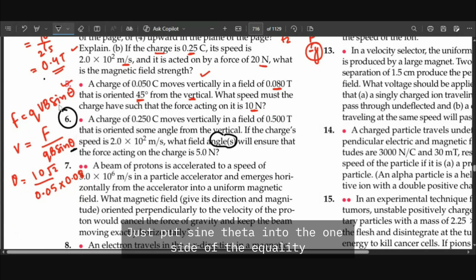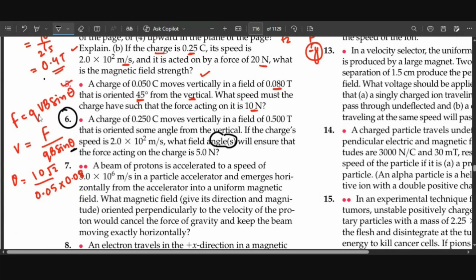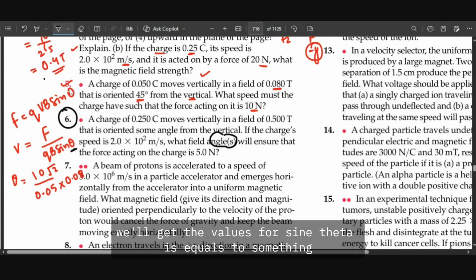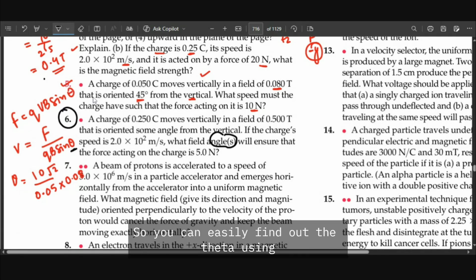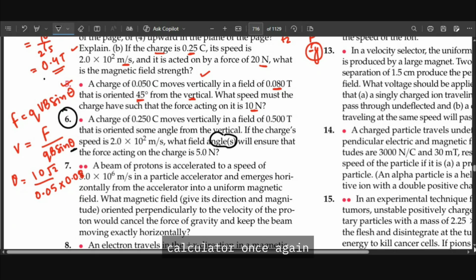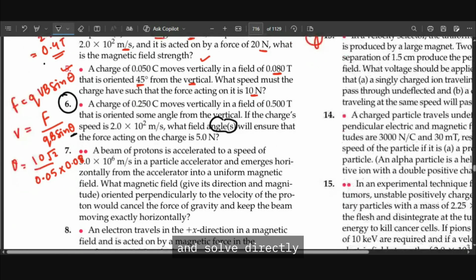Just put sine theta on one side of the equality and all the other variables on the other side. Substitute the values, and you'll get sine theta is equal to something. So you can easily find theta using a calculator once again. So you can use that and solve directly.